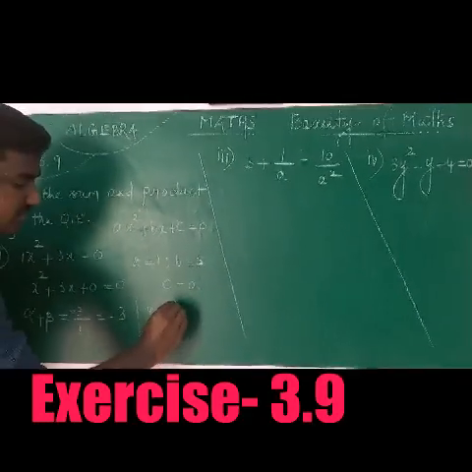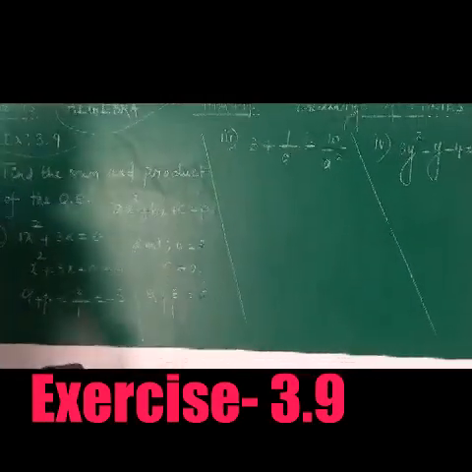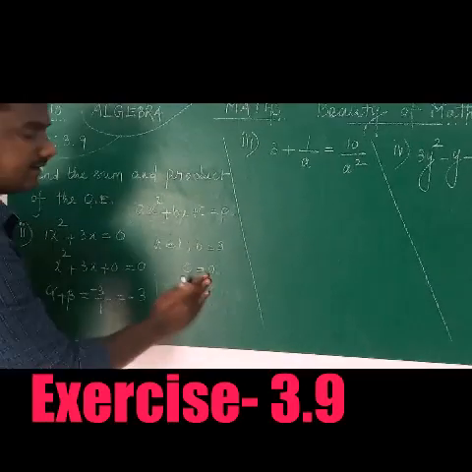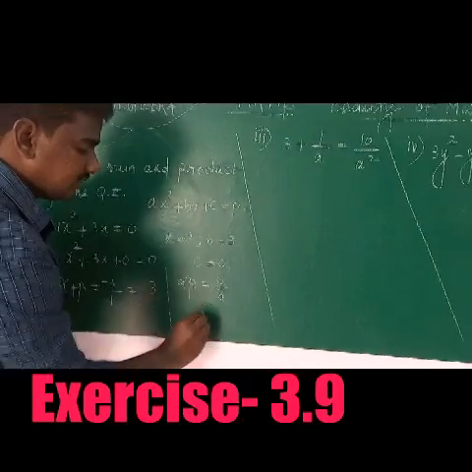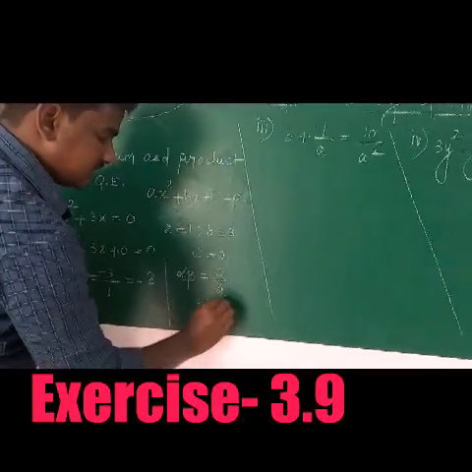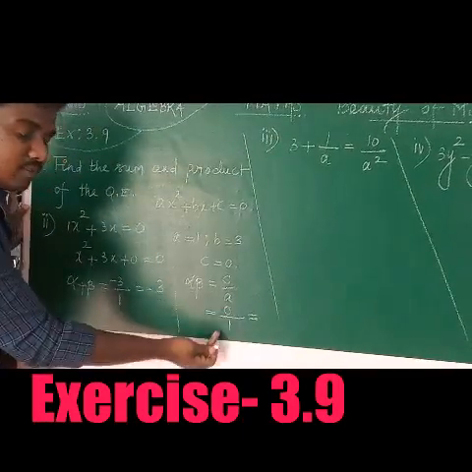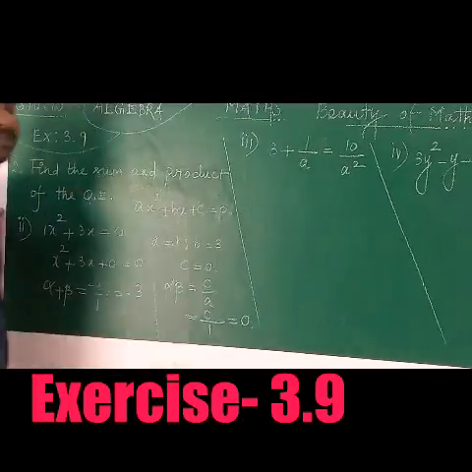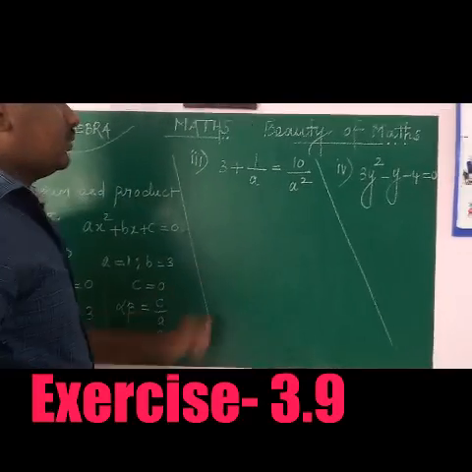And the product of the roots, alpha into beta, is c by a. What is c? 0. 0 by 1. We know that 0 by any value is equal to 0. Right. Move on to the third one.